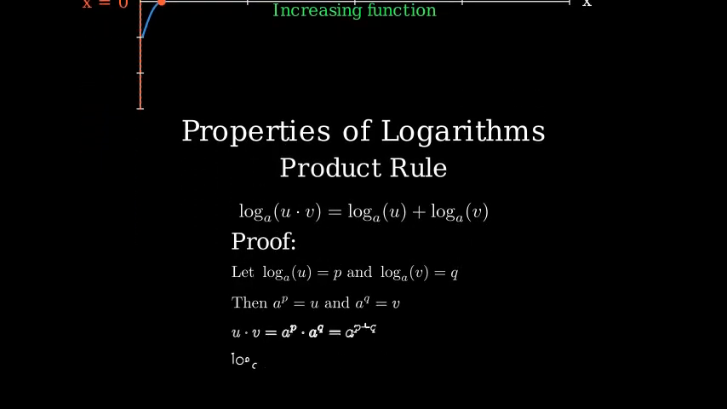We can prove this using the definition of logarithms. If we set log base a of u equals p and log base a of v equals q, then by definition, a raised to p equals u and a raised to q equals v. So u times v equals a raised to p times a raised to q, which equals a raised to the power of p plus q. Taking the logarithm of both sides, we get log base a of u times v equals p plus q, which is log base a of u plus log base a of v.